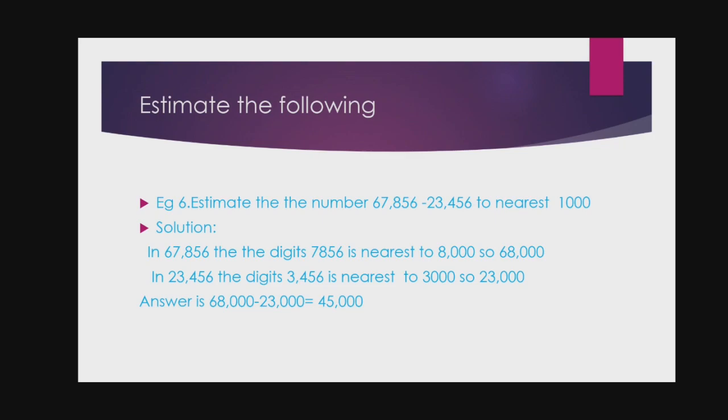In the second number, 23,456, the digits 3,456 is nearest to 3000. The reason is 4 is less than 5. So there is no change in 3. So 3000. Already 20,000, now 3000. Together 23,000. Therefore the answer is 68,000 minus 23,000 equal to 45,000.